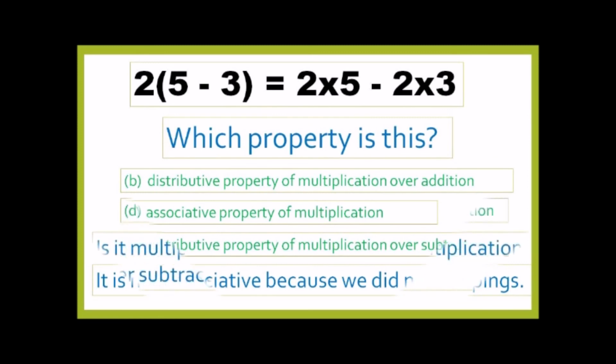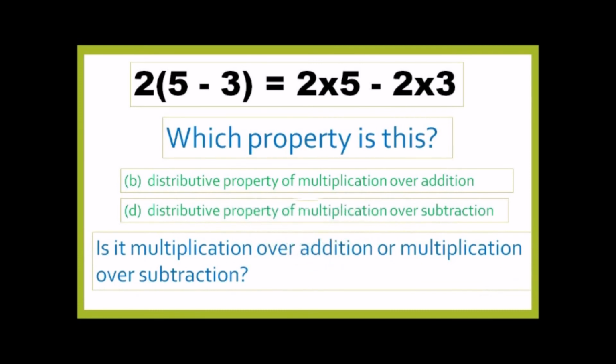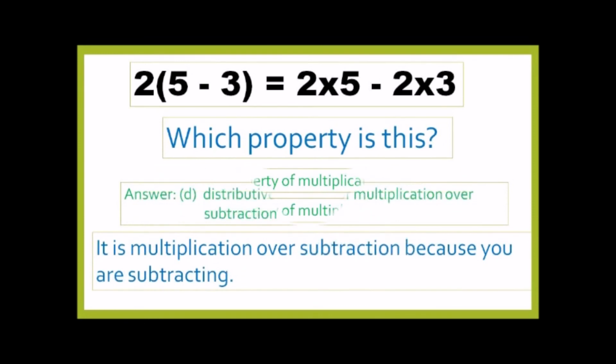Remember, the word distributive comes from the word distribute. Okay, which property is it? Is it distributive property of multiplication over addition, or is it distributive property of multiplication over subtraction? Open your eyes and look and see which one it is. Which sign do you see there? Is it multiplication over addition or multiplication over subtraction? And the answer is D, distributive property of multiplication over subtraction.